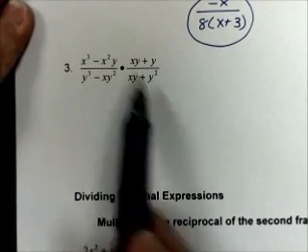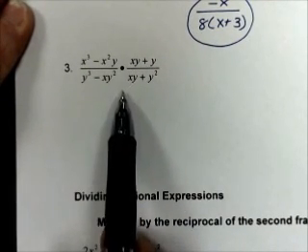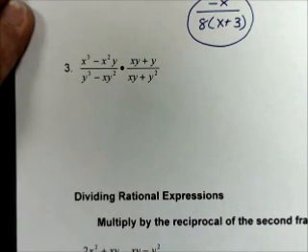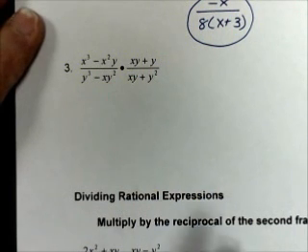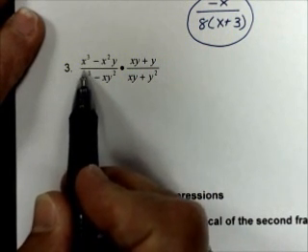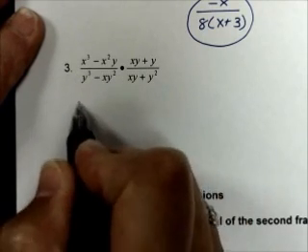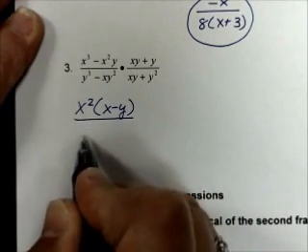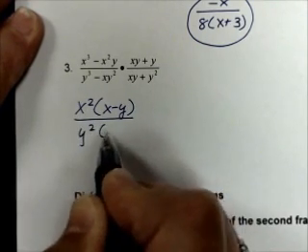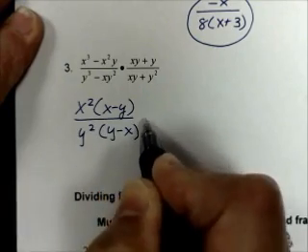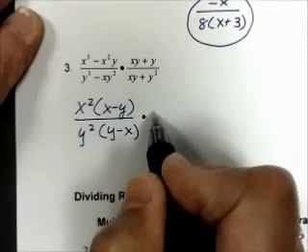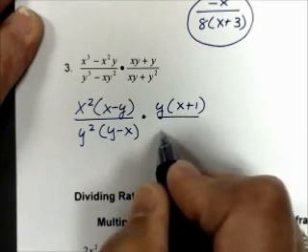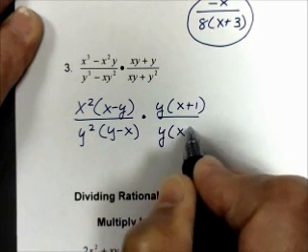Again, we have the multiplication of these two rational expressions, so we're going to factor the numerators and denominators and divide out common factors to each numerator and denominator. Number 3, the numerator, GCF of x squared, x minus y is the other factor. Denominator, GCF of y squared, y minus x, the other factor, times GCF of y, x plus 1, and GCF of y, x plus y.